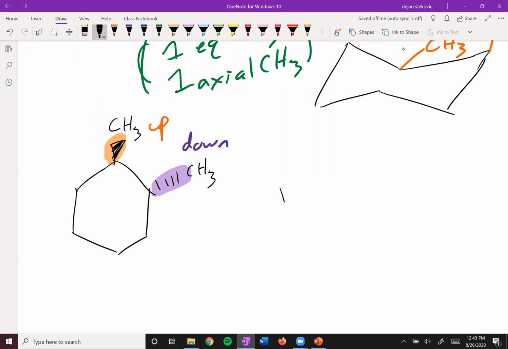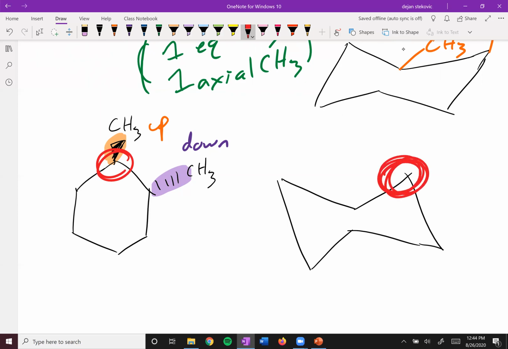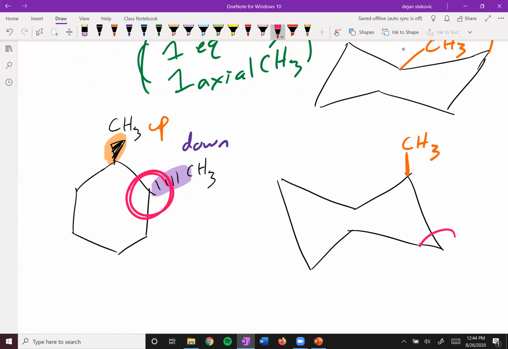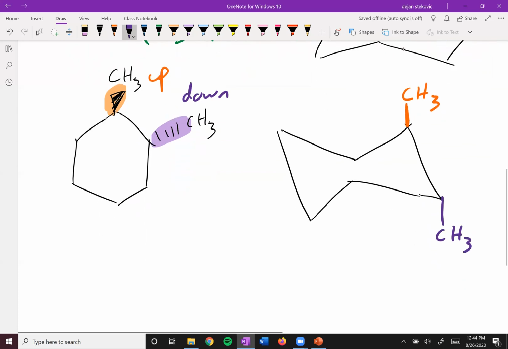All right, so let's go ahead and draw the chair conformer of this. And again, we're just going to arbitrarily decide that this carbon is going to be this carbon. And so we can see this CH3 is up, and so we need to put it in this axial up position. And then we're going to designate this carbon to arbitrarily be this carbon. And now this methyl group is in the down position. The down position here is also axial, right?